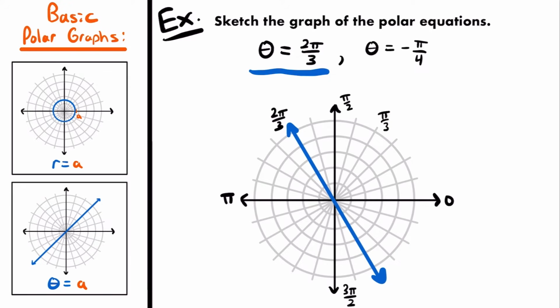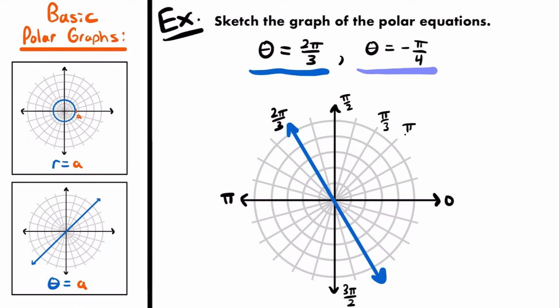Now for our other equation, we have theta equals -π/4. So if we want to sketch the graph of this equation, we have to determine where this angle of -π/4 is. Now it is a negative angle, so we're going to start at our polar axis and measure below it in the clockwise direction. And π/4 is halfway to π/2. So in the positive direction, that would take us to this angle right here.